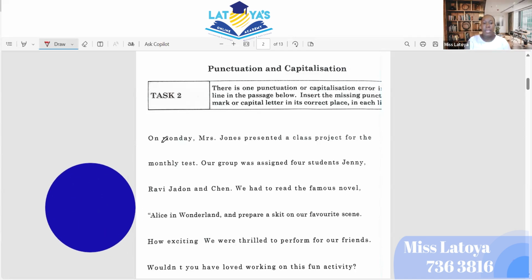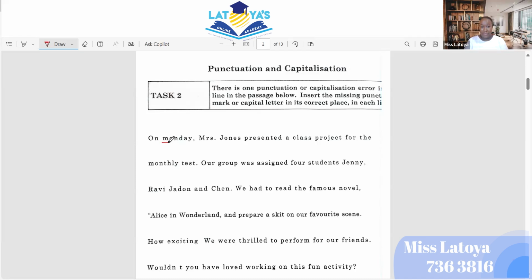And the first one here is the M in Monday. We learned that the word Monday is always spelled with a capital M. Proper nouns, days of the week, months of the year, specific holidays, and specific names of persons are always spelled with capital letters, regardless of where they are in the sentence, whether at the beginning, middle, or end. So this first error here is the M in Monday. On Monday, Mrs. Jones presented a class project for the monthly test. Our group was assigned 4 students.